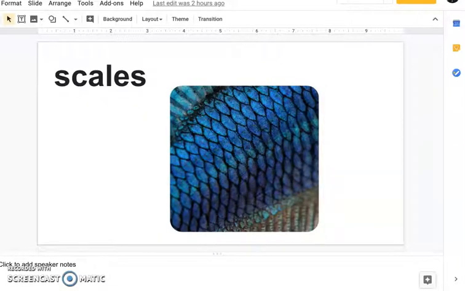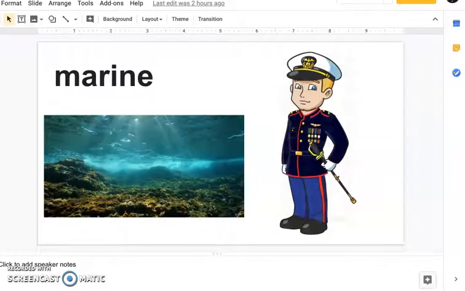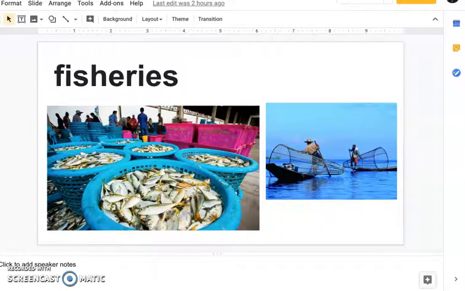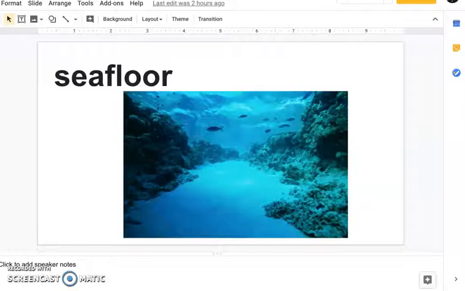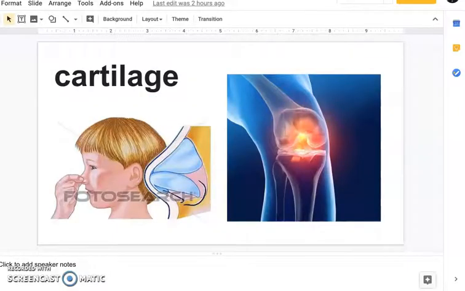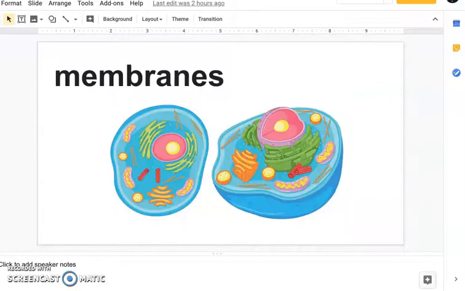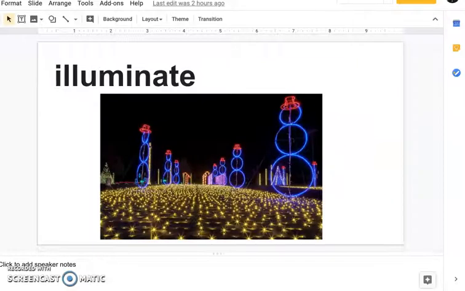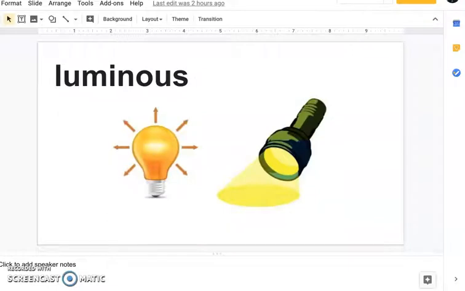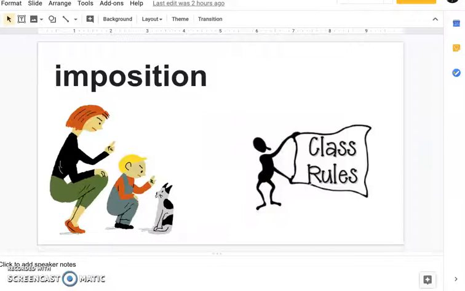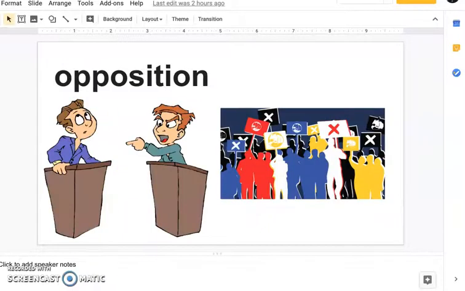scales, marine, fisheries, seafloor, cartilage, streamlined, membranes, illuminate, luminous, imposition, opposition.